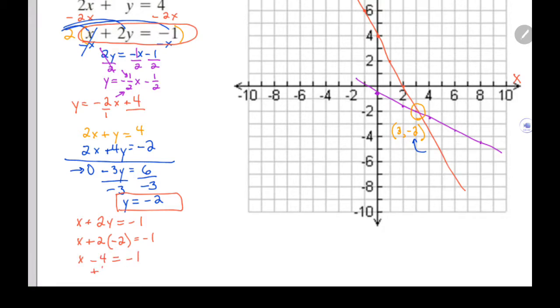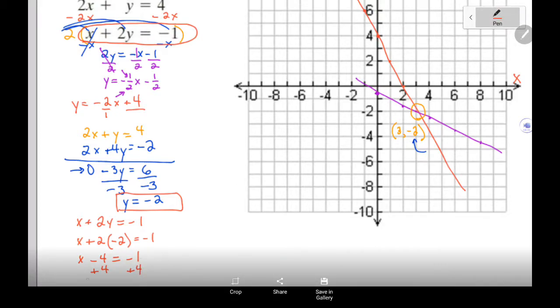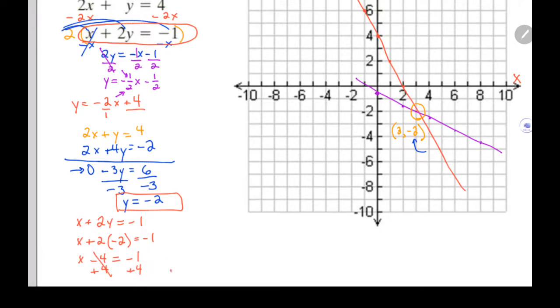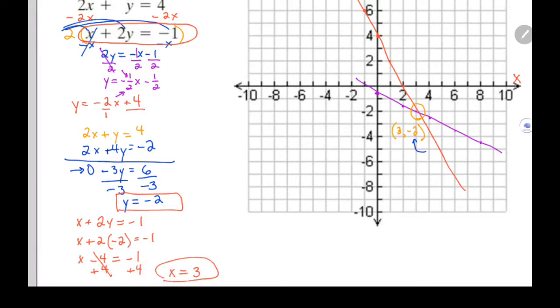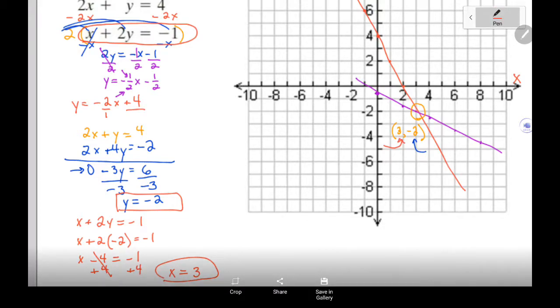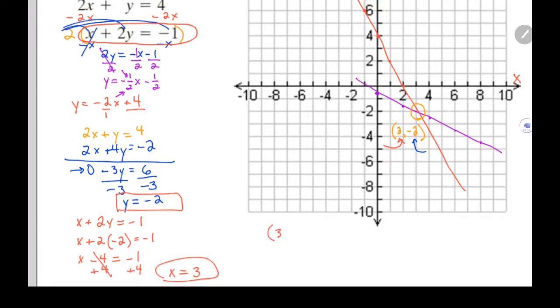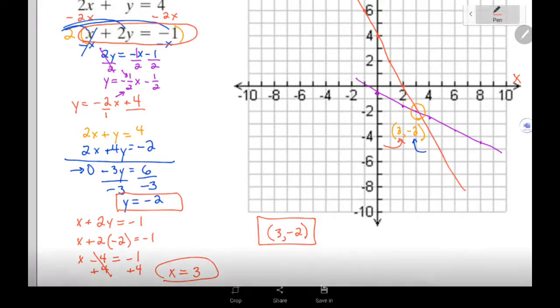And then I'm going to add 4 to both sides. And it turns out that if I cancel these 4's over here, I get x is equal to 3 on the right side. Negative 1 and positive 4 make positive 3, and that is exactly what my graph said I was going to get. So I feel pretty good about my answer. The answer by graphing and by elimination is the point 3 for x and minus 2 for y. So that is the answer to the system of these two linear equations.